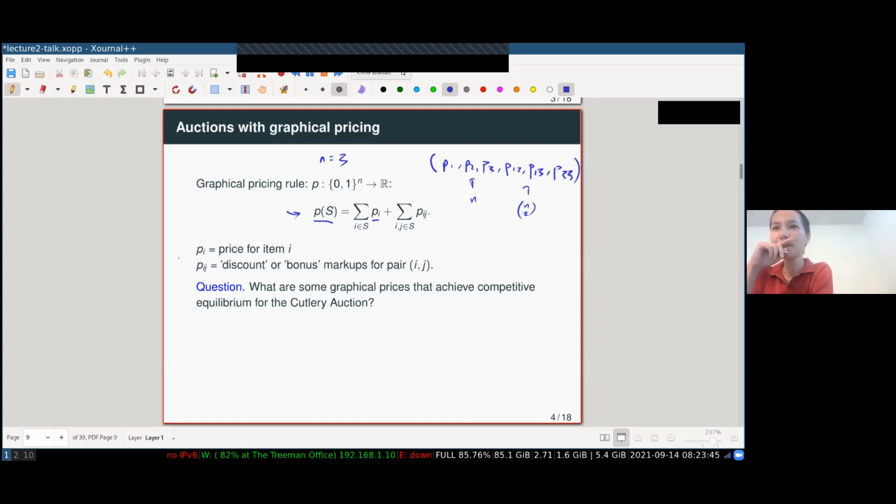So I claim that with the cutlery auction, under this pricing scheme, you can find a price that achieves competitive equilibrium. So what would that be? Now let's also spend a minute. While you think, I'll just recall the auction here.